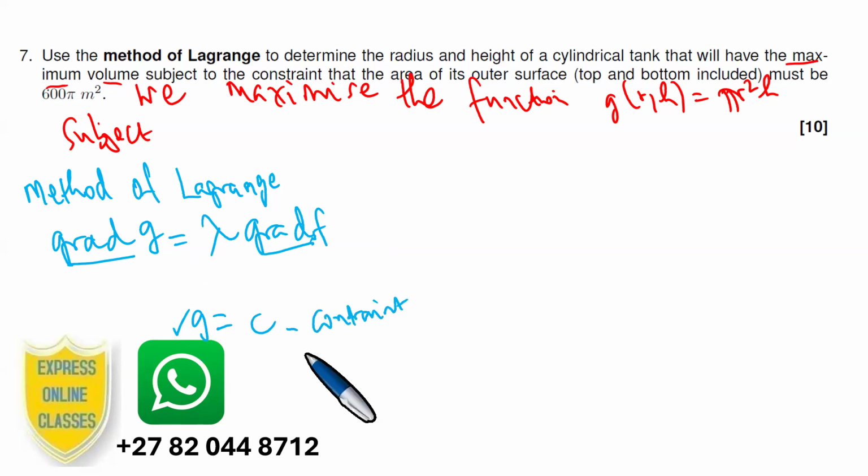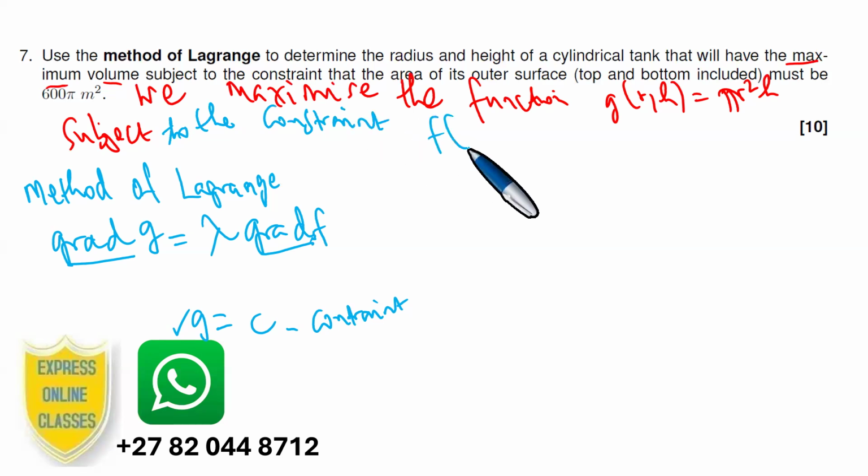So you're going to establish a function g, which is the constraint, and then the function that we need to minimize or maximize, whatever is necessary. Okay, right. So at this point, we maximize the function, subject to the constraint. Right, subject to the constraint. F.